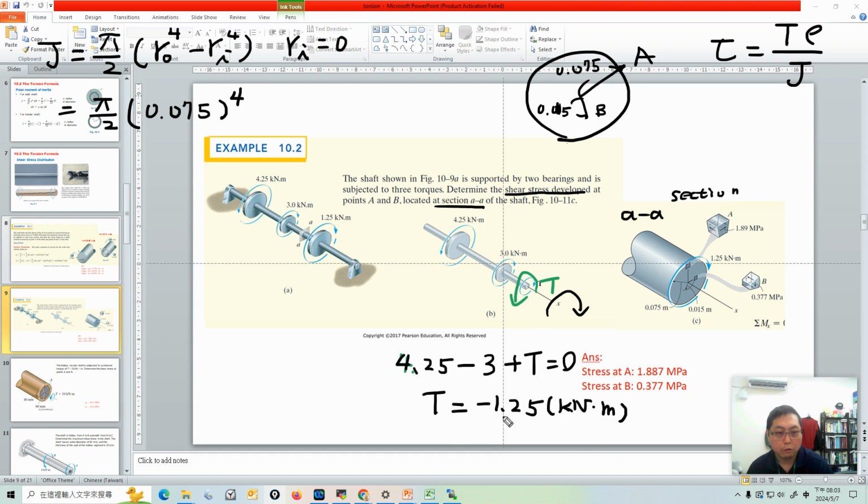So we have the torque at the AA section, and then we can calculate the shear stress at this section AA. We'll calculate A first. For the shear stress at A, we need to know the torque, the rho A, and the J. The torque, here be careful about the unit, actually for the shear stress.